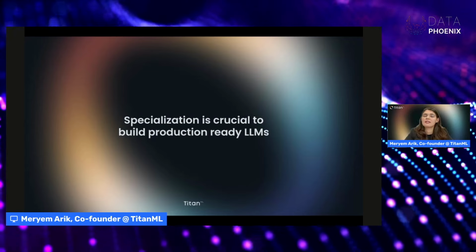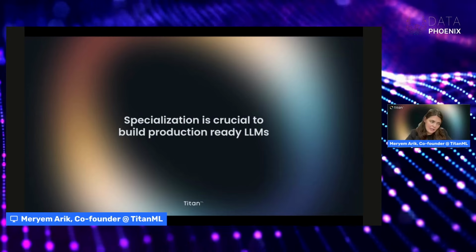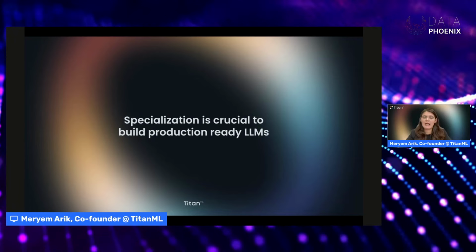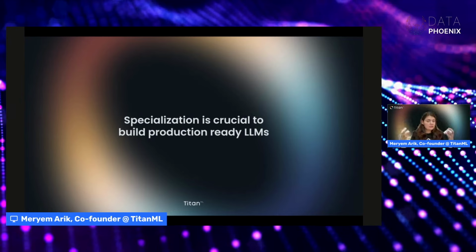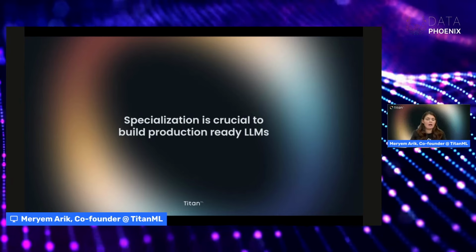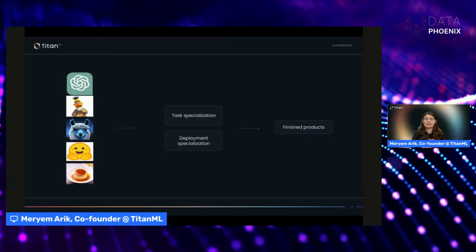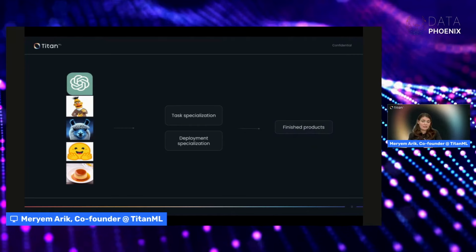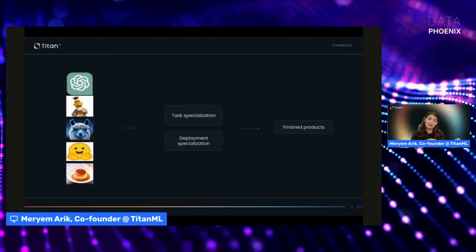So the second point that I wanted to talk about is that if base models are not product-ready LLMs, how do we get there? Well, the answer that I'll propose is this concept of specialization. I think about specialization in two distinct ways: task specialization and deployment specialization. And these directly map onto the problems that I talked about in the last part.